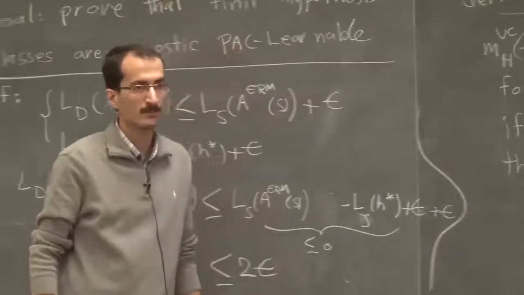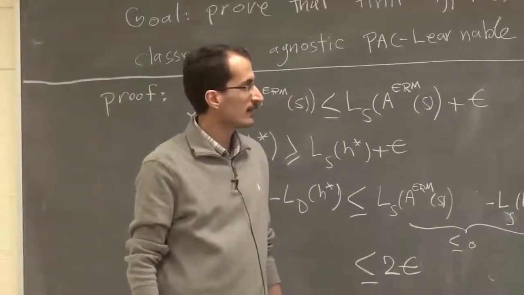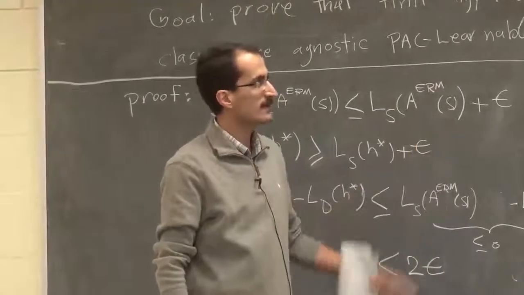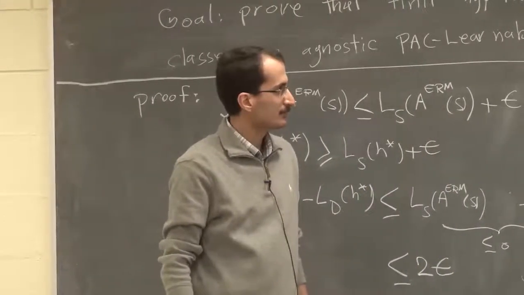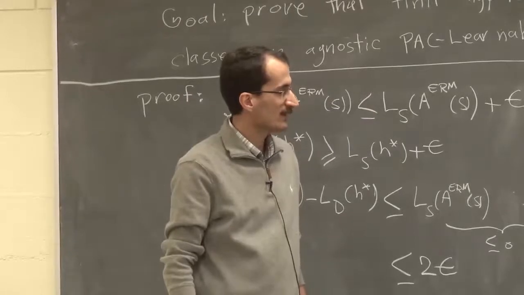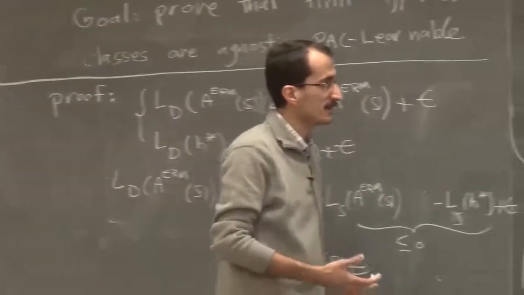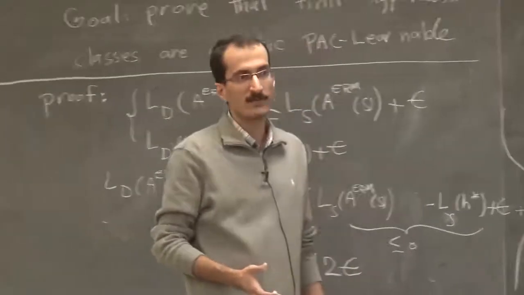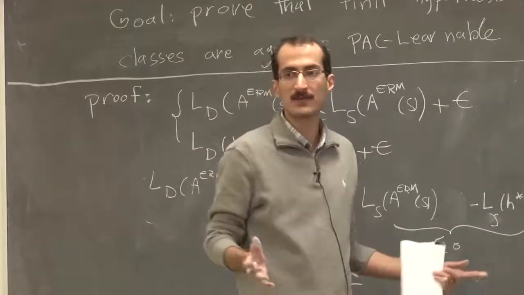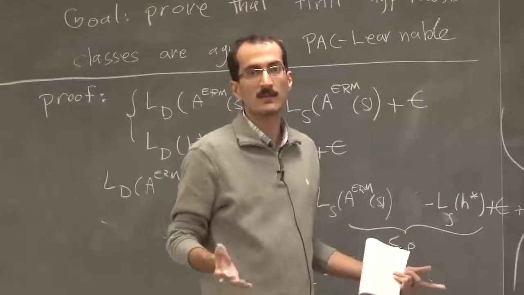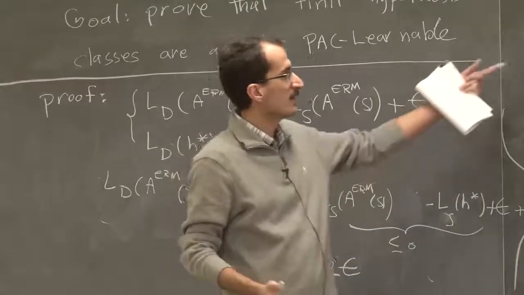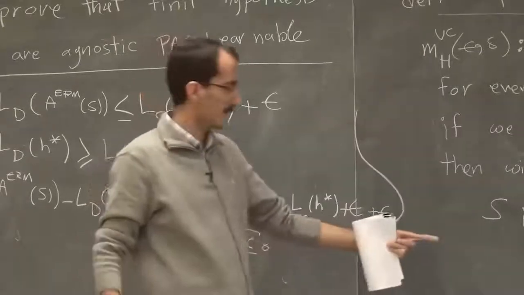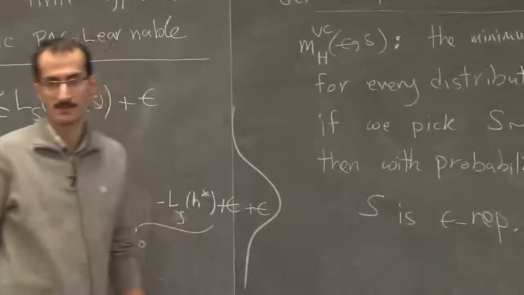I think this is a very important definition, but it's related to what we wanted here. We wanted to have large enough samples to make sure that it is epsilon representative, and this defines the same thing. How many samples do I need to make sure that I am epsilon representative?